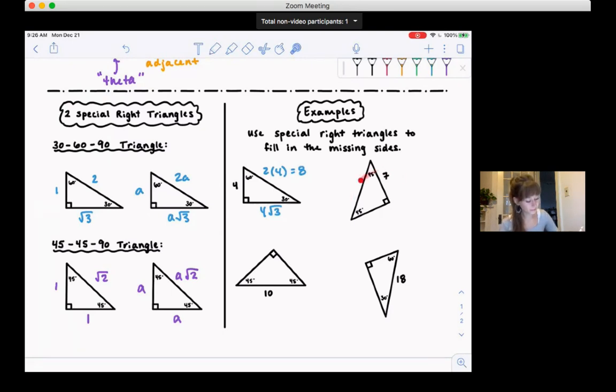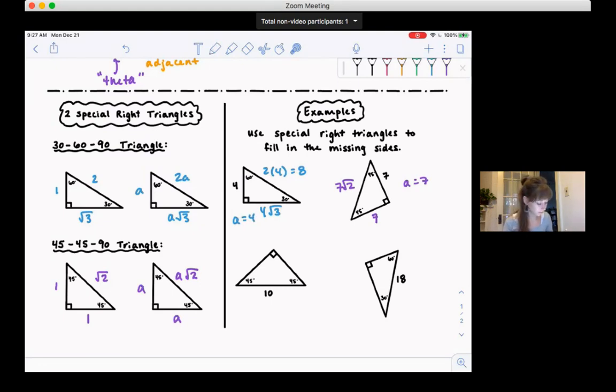All right, here's a 45, 45, 90 with one leg being 7. So our a value is 7. We know the other leg is the same. And then the hypotenuse is our a value, 7, times the square root of 2. So this was a equal to 7. This was a equal to 4.